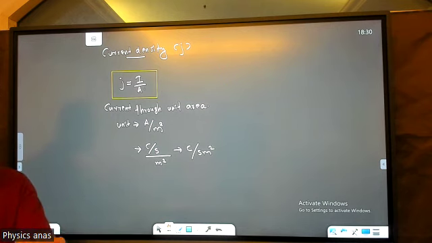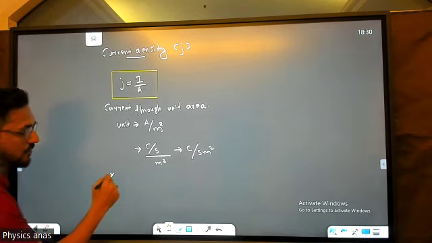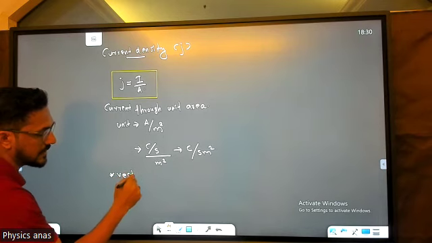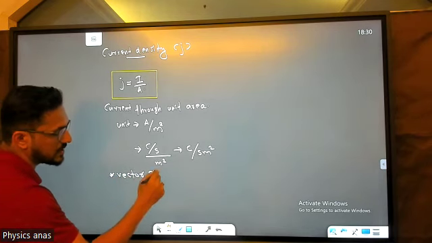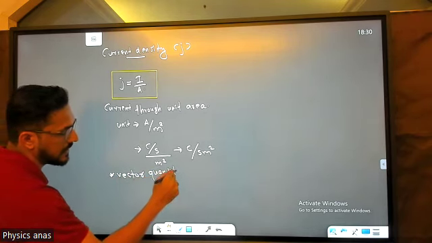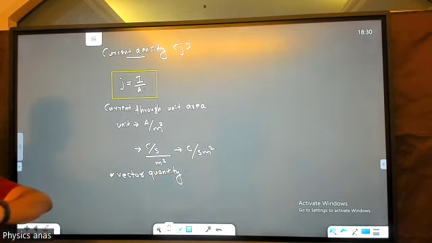You have to understand something. This current density is a vector. Current density is a vector quantity.